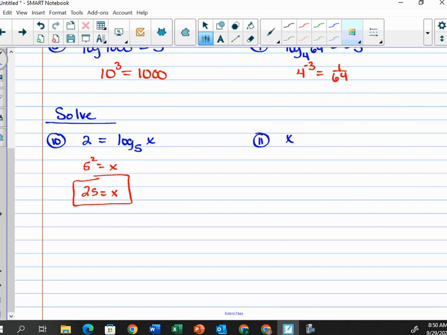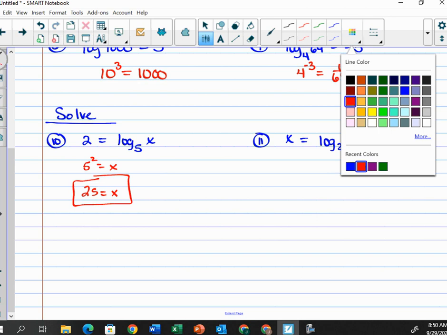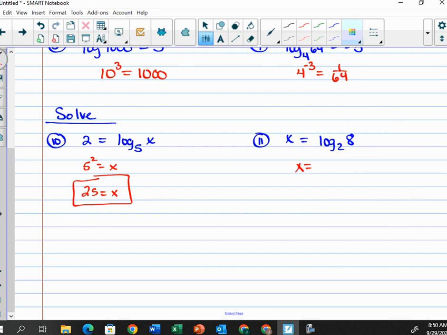All right, how about x equals log base 2 of 8? Yeah, guys, if you're just like, and x equals 3, that's great. Are we okay with that? Yes, okay.